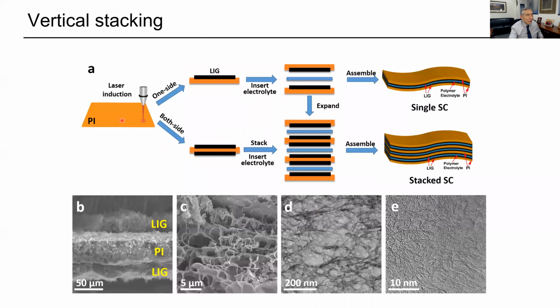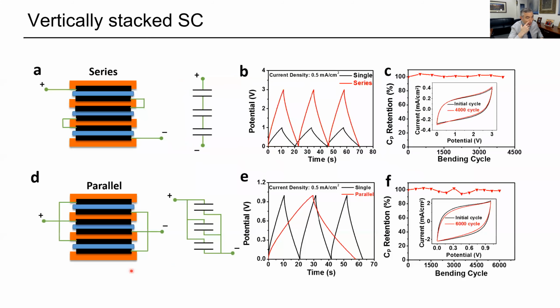We've made stack structures, so we run on both sides of the polyimide. You run on both sides, and then you can stack it up. We put an electrolyte in between, and you make these stacked structures. So here's the polyimide, here's laser-induced graphene on both sides. And you can hook them up in series or in parallel. You can bring them through 4,000, 6,000 bending cycles, and they still work just fine. So again, very good for flexible electronics.